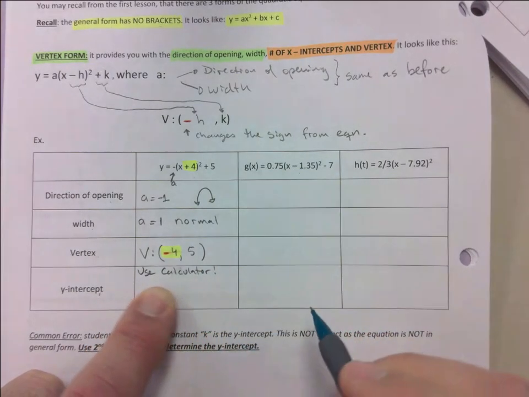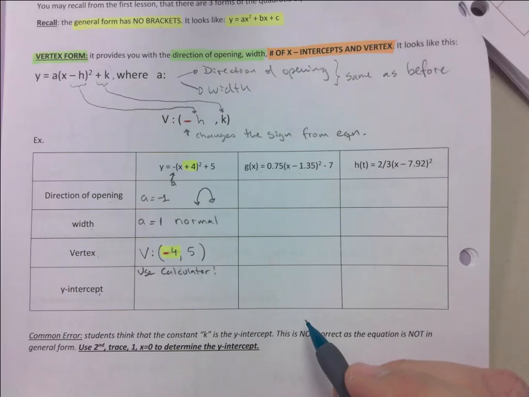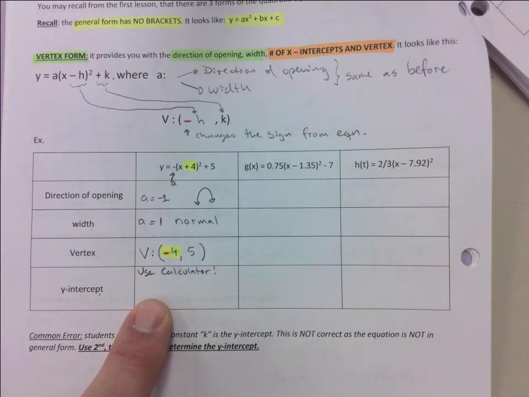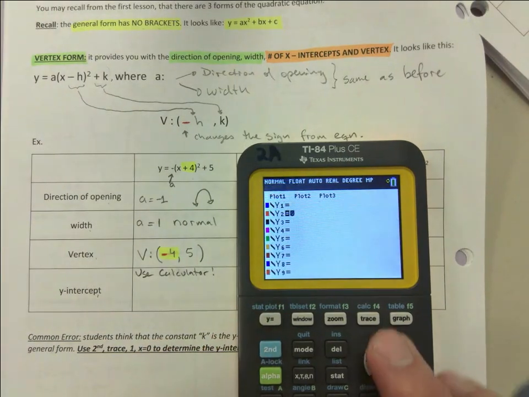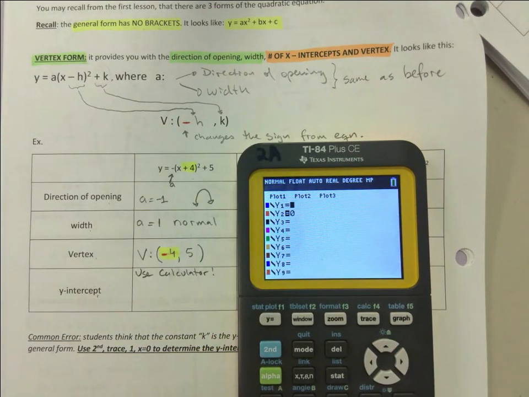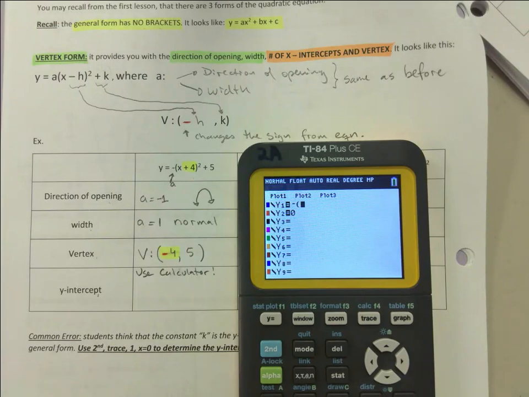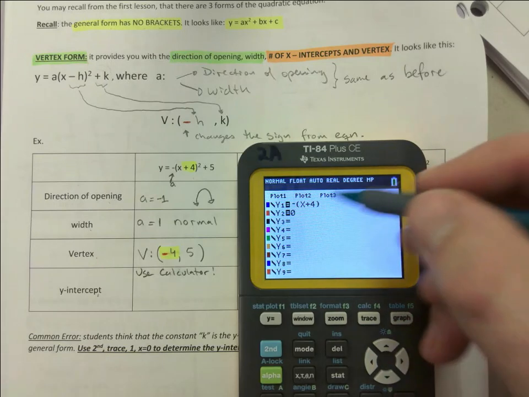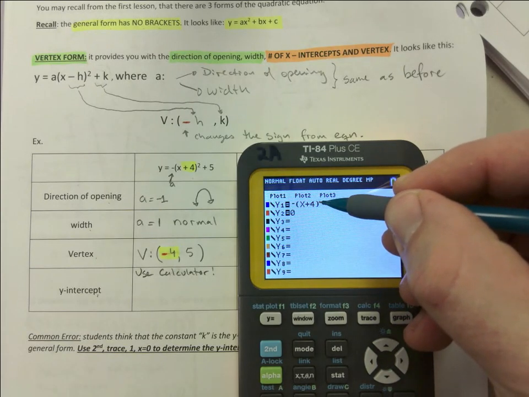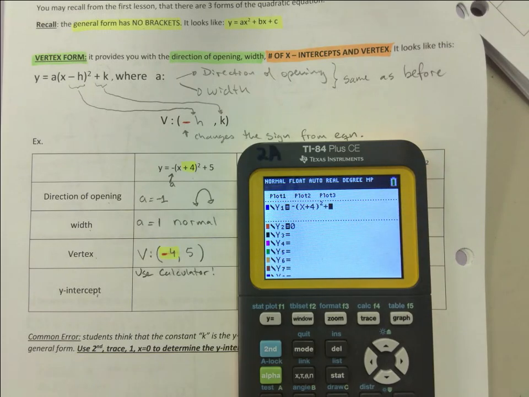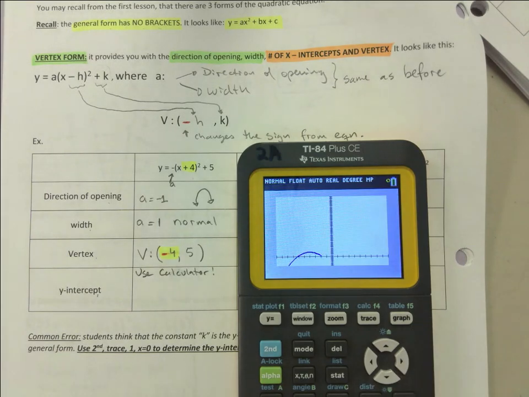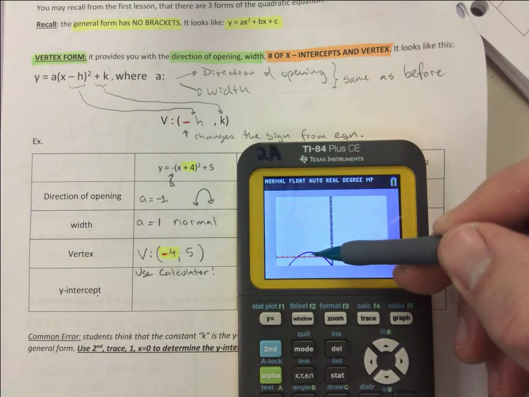You can use your calculator, or you can just plug in x equal to 0. Can we go ahead and graph this real quick? I mean, if you just want to watch, that's fine. I go negative, bracket, x plus 4. Make sure you do this squared on that one. If you don't raise it to the power of 2, you're not going to get the right answer. Plus 5. I'm going to graph this, and there it is.